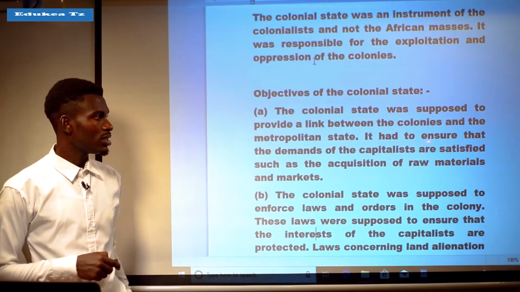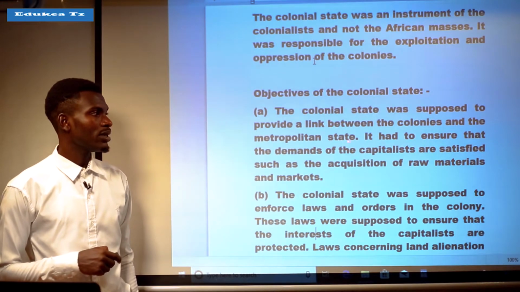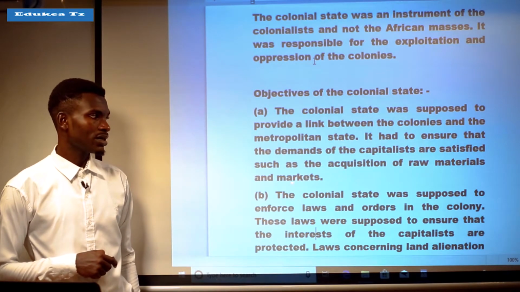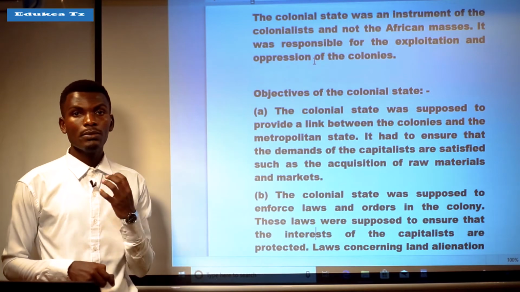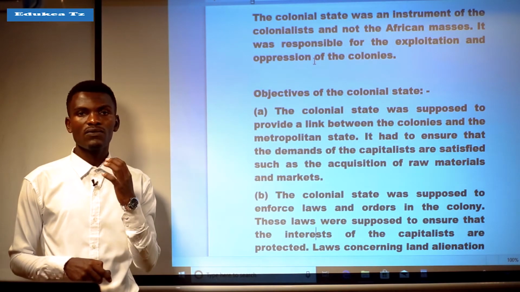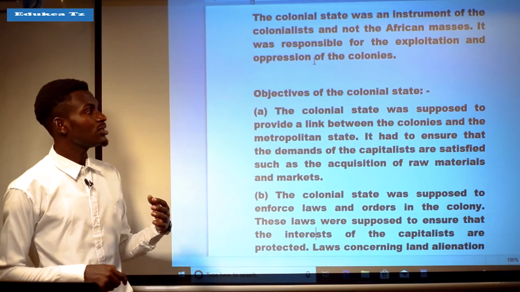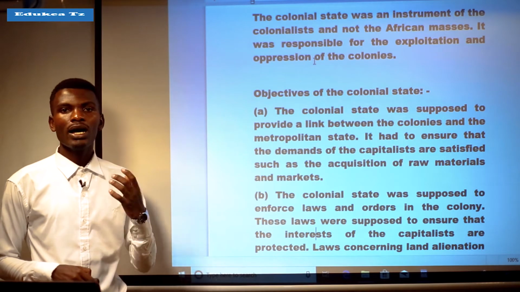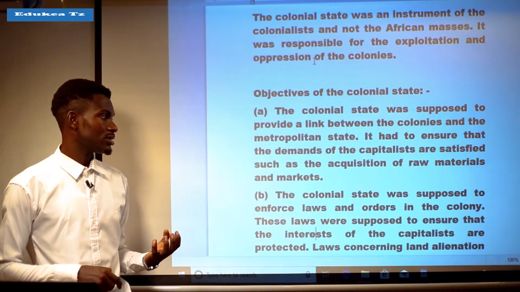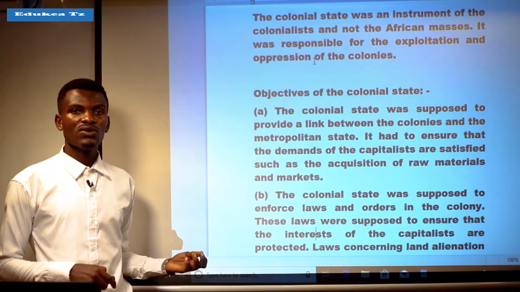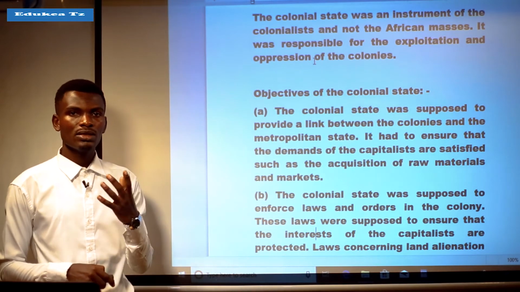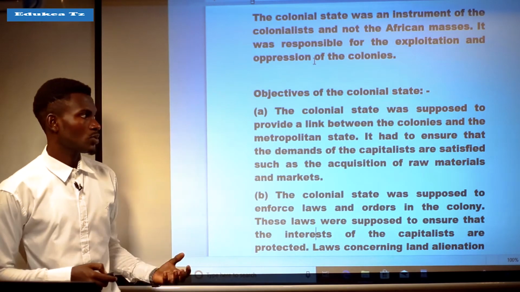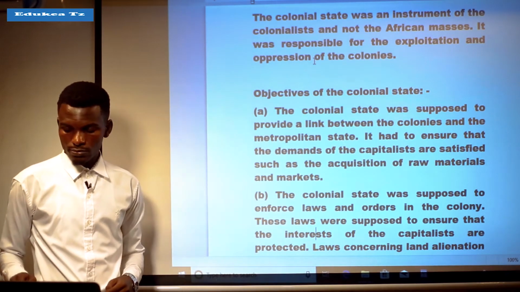It had to ensure that the demands of the capitalists were satisfied, such as the acquisition of raw materials and markets. It means that the main aim of establishing colonial states in Africa was to ensure that the demands of the capitalists were satisfied, such as the acquisition of raw materials for the industries in their homeland and markets for European manufactured goods in Africa. So that was objective number one.